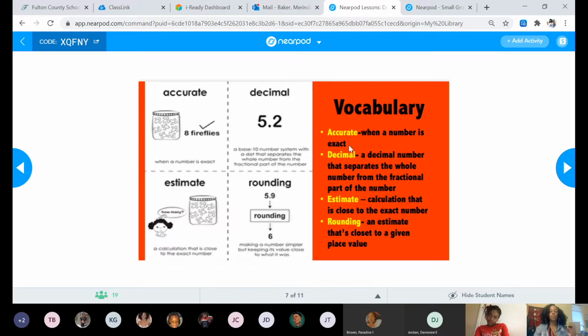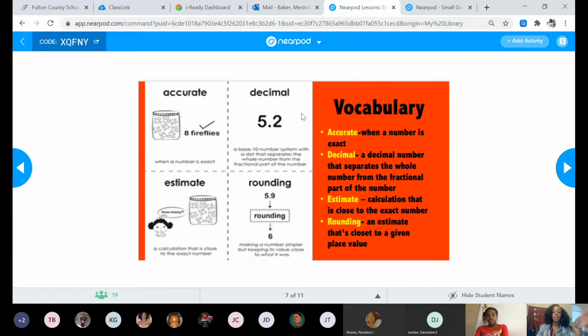Accurate. Remember, if I say what's the accurate number, that means I want to know how would you read that number exactly. So there's an accurate number of fireflies in that jar. But if I want to estimate, now remember, estimate is a close number that's close to the exact number. There's an accurate number of 8 butterflies, but there's an estimate of about 10. So see how 10 is close to 8, but it's not the accurate number. So that's the difference between the accurate number and the estimate.